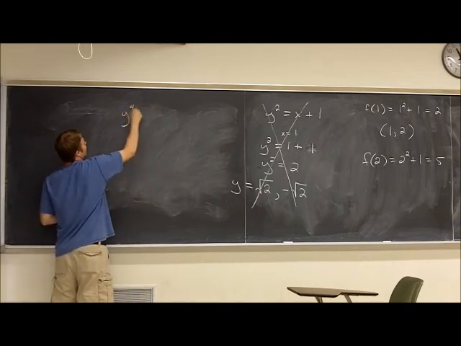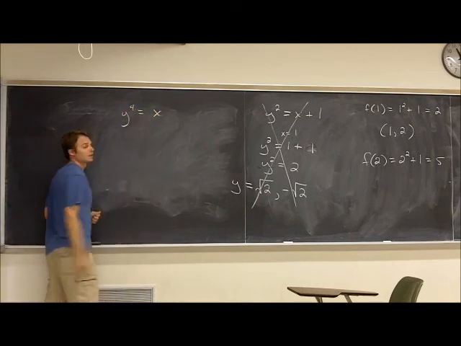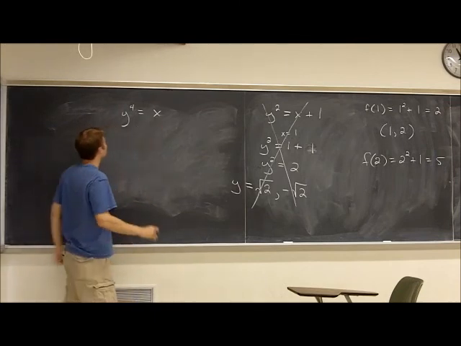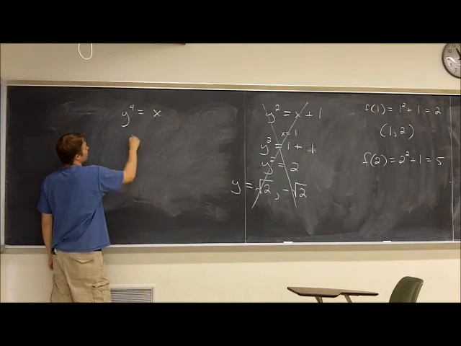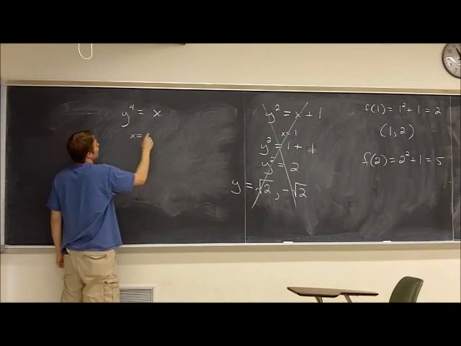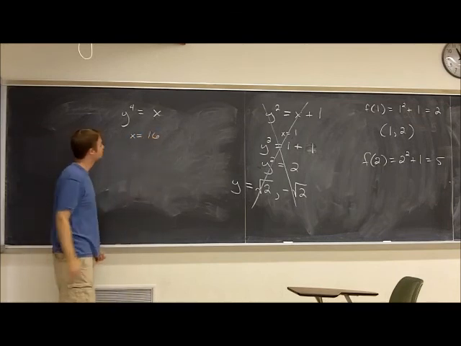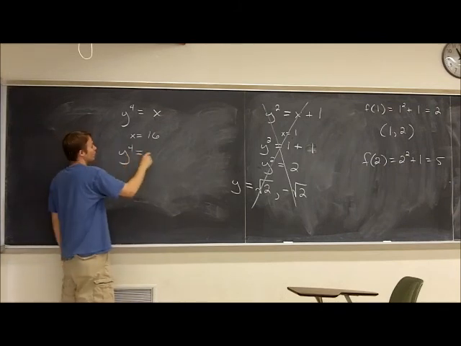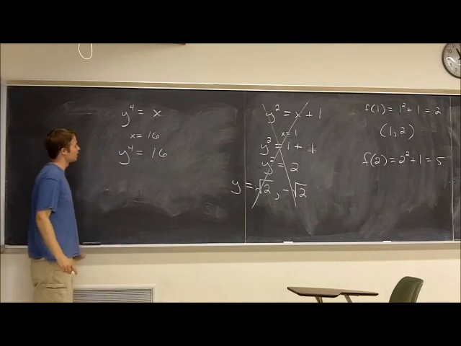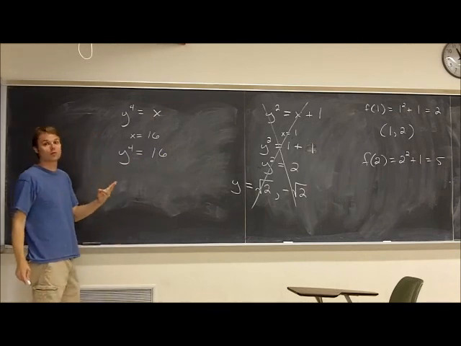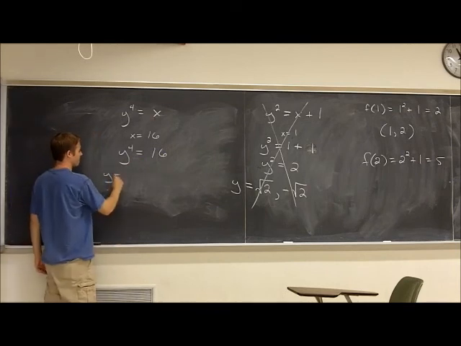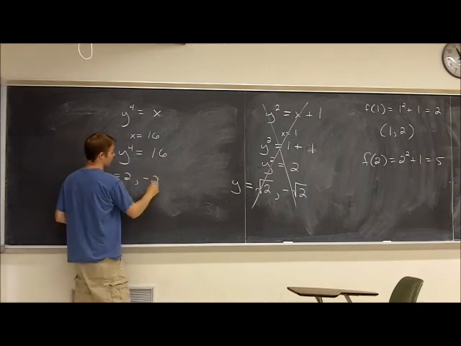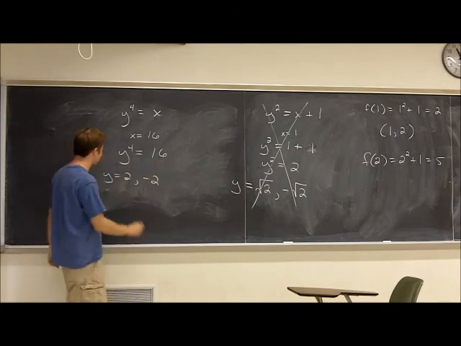Something like y to the 4th is equal to x. This is also not a function if x is my input value. So I'll put an input, for example, of x equals 16. Okay? So that says which y values can I take to the 4th power and get 16? Well, you can definitely take 2 to the 4th power. That'll get you 16. But you could also take negative 2 to the 4th power. Negative 2 to the 4th is still positive 16.